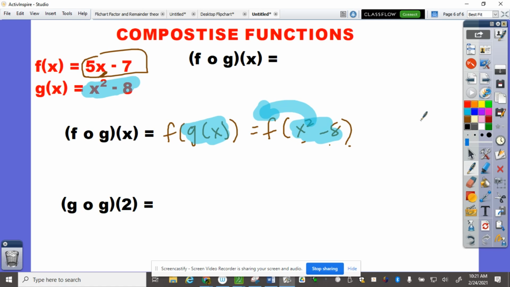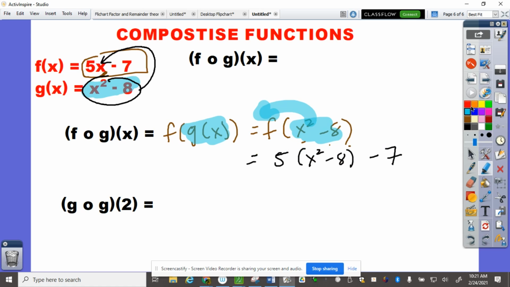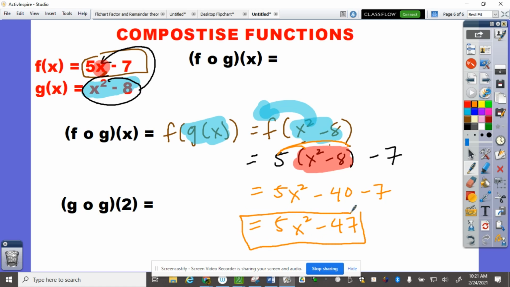So I'm going to replace that x by x squared minus 8. To make it simple, this g of x will be plugged in on that x of the f. So now it becomes 5 times x squared minus 8, minus 7. Imagine, guys, this red one here is the x on the f, and it has been replaced by the function g of x. Then the rest is just simplifying. Distribute the 5, and that will give you 5x squared minus 40 minus 7. So the answer is 5x squared minus 47. Very simple, right?